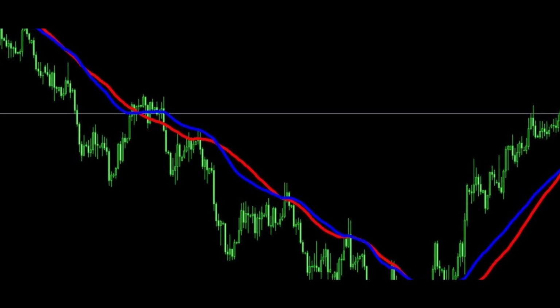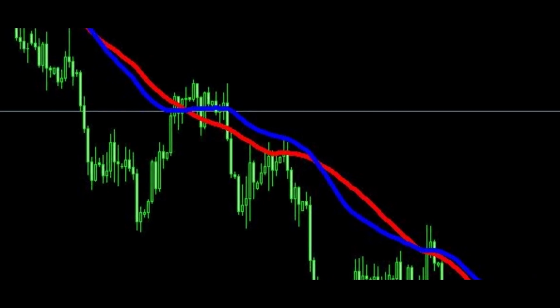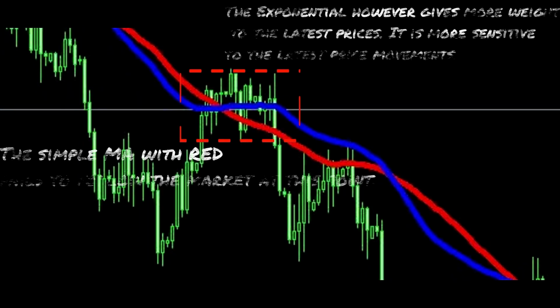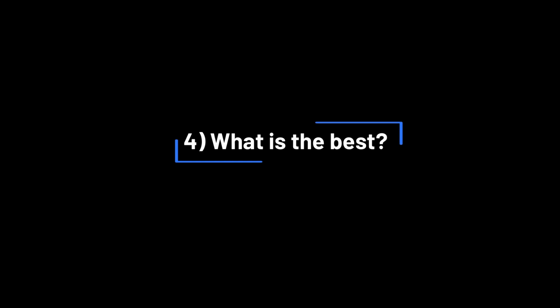Notice how the exponential gives more precision in your trading. I know you like it and that's why we are here. Now it goes without saying that the exponential is more suitable to use. Well, not exactly. Okay, so what is the best?